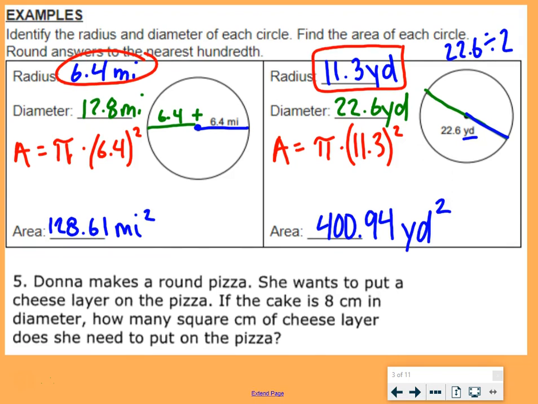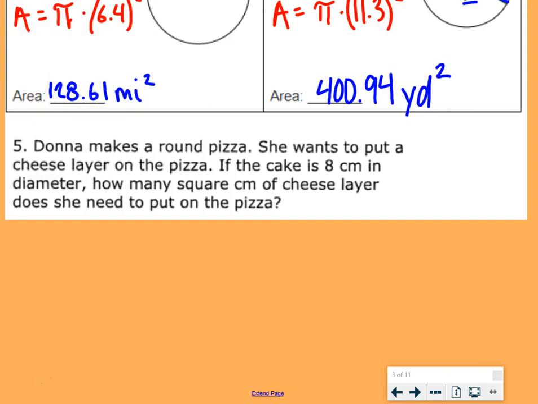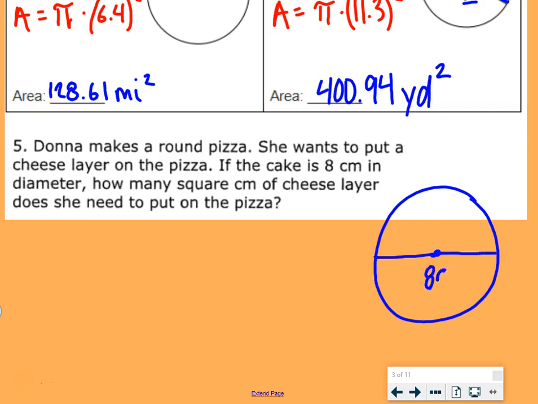And last example. Donna makes a round pizza, nice circular pizza. She wants to put a cheese layer on the pizza. If the cake, I guess the pizza cake, is 8 centimeters in diameter, how many square centimeters of cheese layer does she need to put on the pizza? So we have this circular pizza. It's got a diameter, so if that's the center, we have the diameter cutting through it at 8 centimeters.